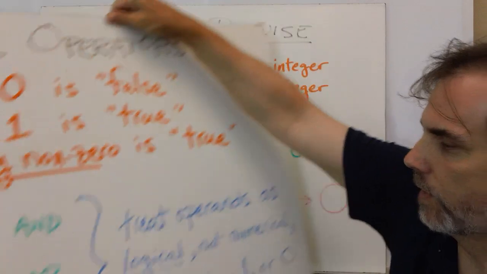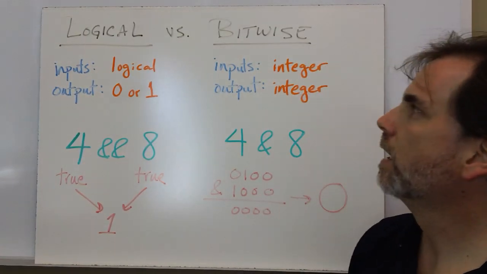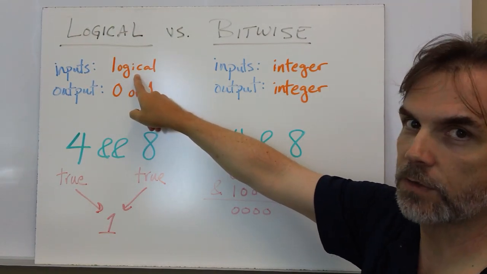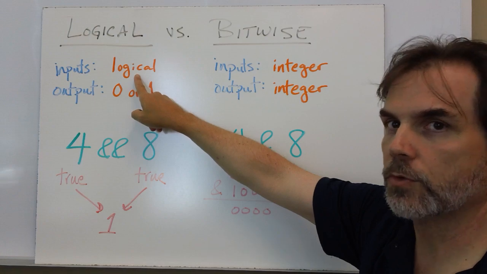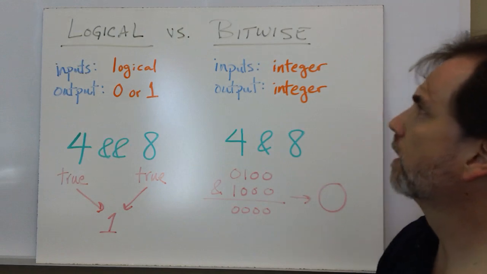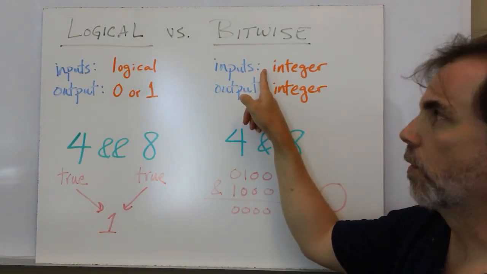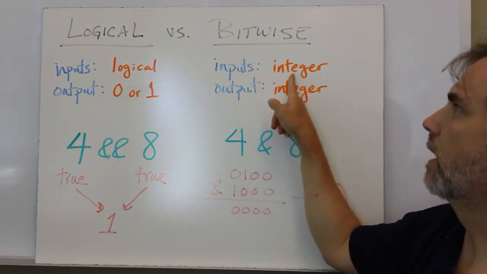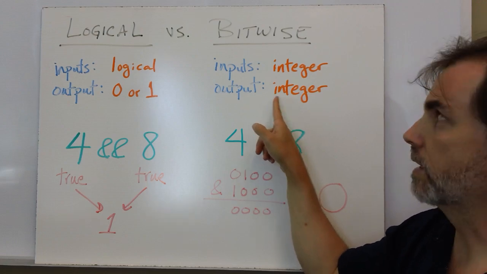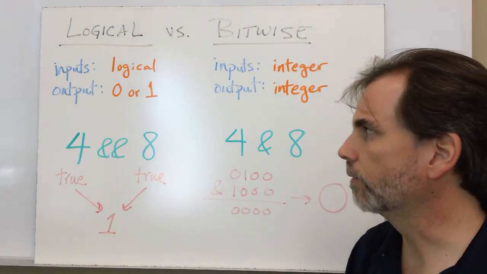Let's contrast this with the bitwise operators, and let's look at AND as the example. So logical operators take logical inputs. They take numbers, but they're treated as logical values. Either the whole number is true or the whole number is false, and produces a 0 or 1 as the output. A bitwise operator, bitwise AND or exclusive OR, takes integer values and produces another integer value where the result is the operator applied to the corresponding bits in each value.